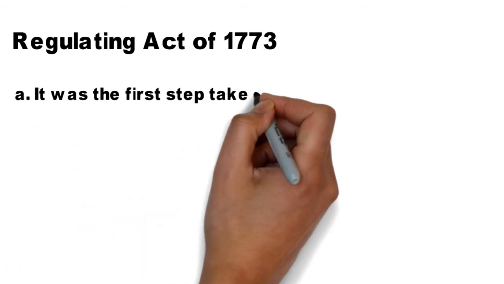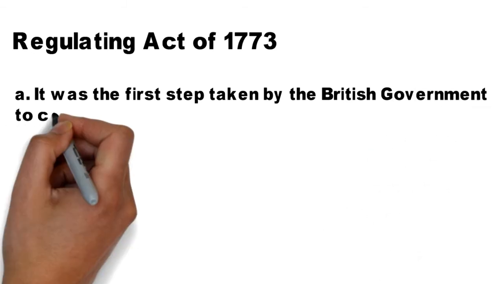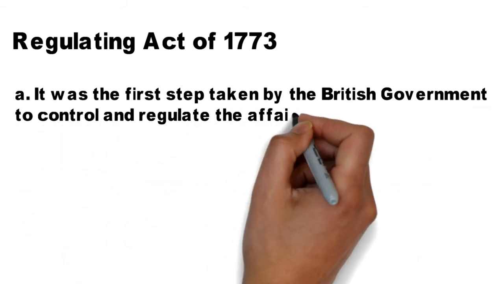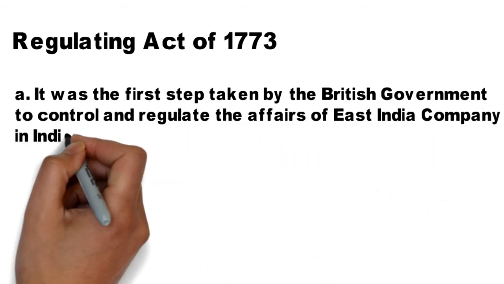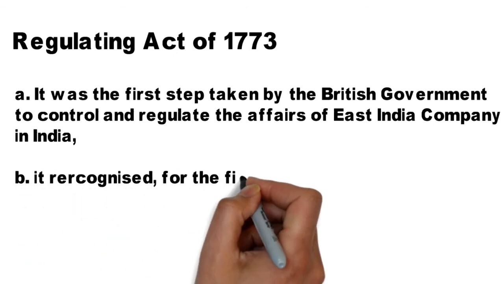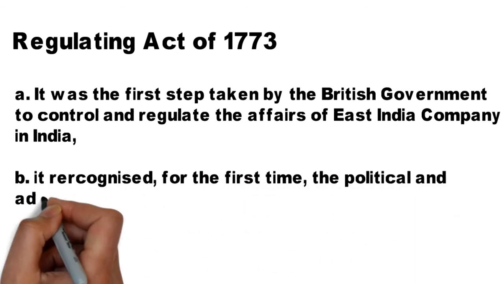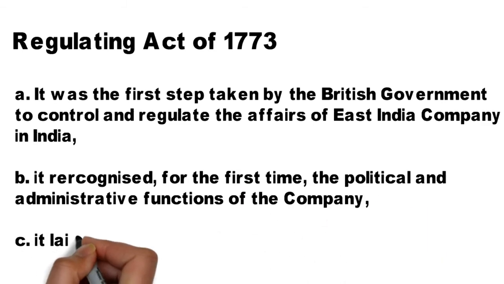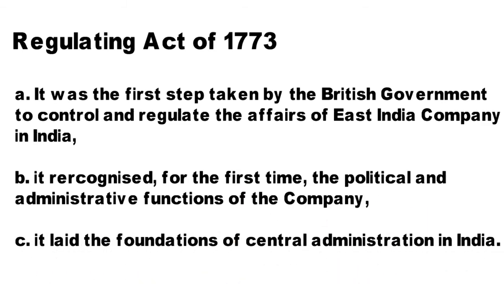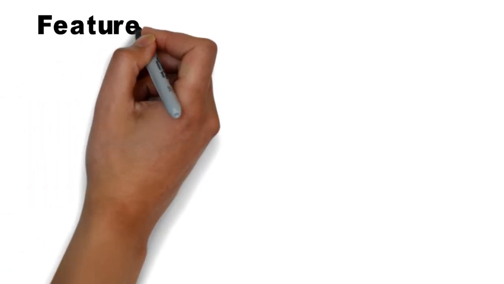Regulating Act of 1773. This act is of great constitutional importance as it was the first step taken by the British government to control and regulate the affairs of the East India Company in India. It recognized for the first time the political and administrative functions of the company, and it laid the foundations of central administration in India. Features of the act.